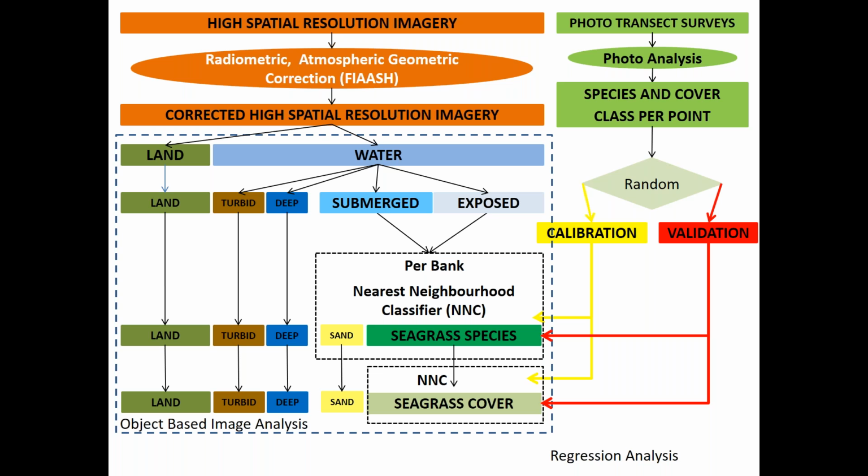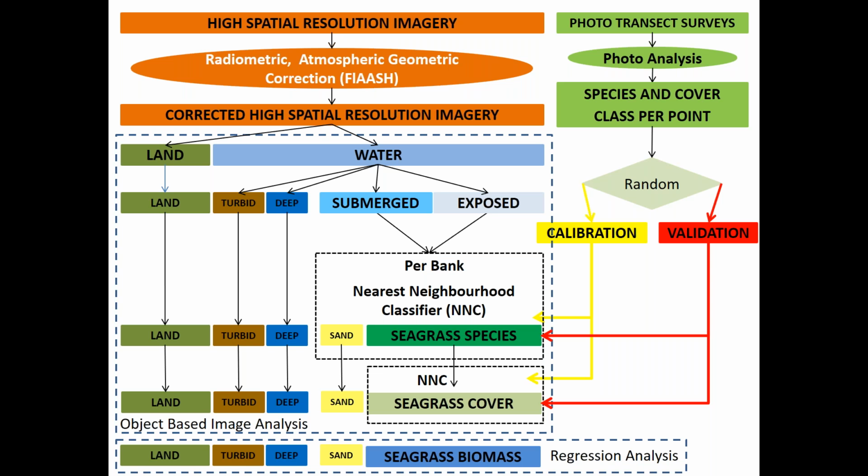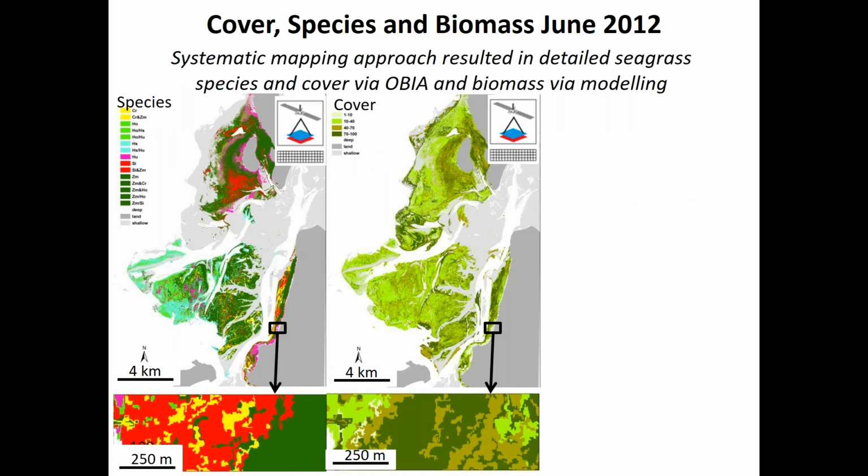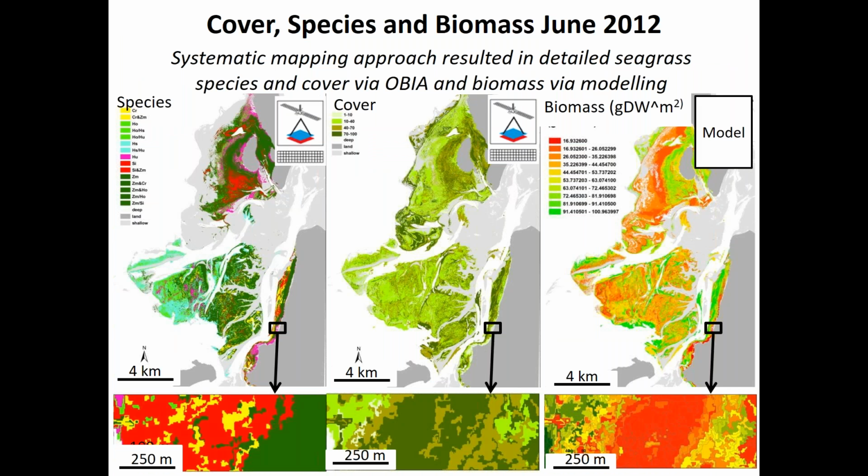These two maps were then used as an input together with field data to find a relationship to create seagrass biomass maps as well. So that resulted in two types of maps, species and cover, that directly come from object-based analysis. And then using those products, we could also make a map looking at the biomass, where for every object, a relationship was found between the species and the cover present to calculate the biomass.